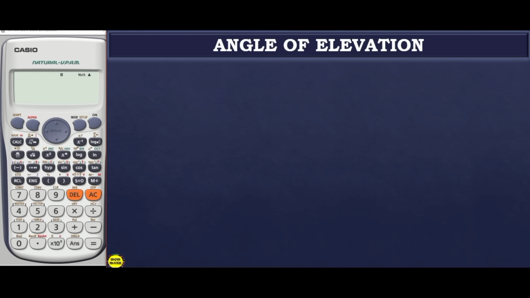So, what is an angle of elevation? Ano nga ba itong angle of elevation? So, ito po yung angle na na-form. Let's say meron ka pong object. So, halimbawa, ito po yung object natin. Okay, so ito yung object natin. And then, eto ka. Ikaw yung observer.